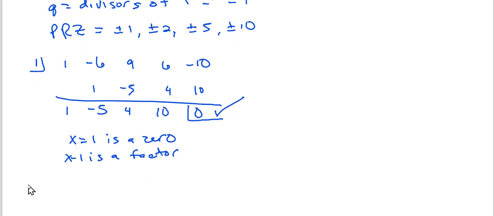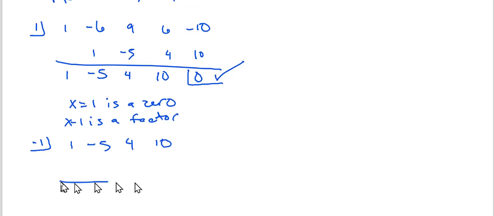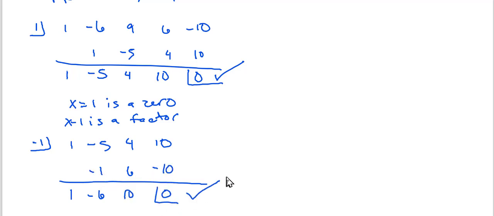We could try 1 again. I don't think it's going to work, because I know what this looks like and I want to save us a little bit of time. So we're going to try -1. 1, -1, that would be -6. When we add there, we get 10. -10 gives us 0. Check. Very good. So notice here I just used the 1, the -5, the 4, and the 10.